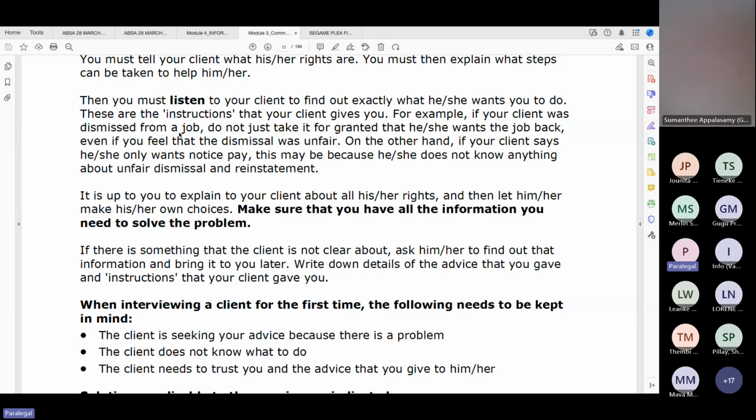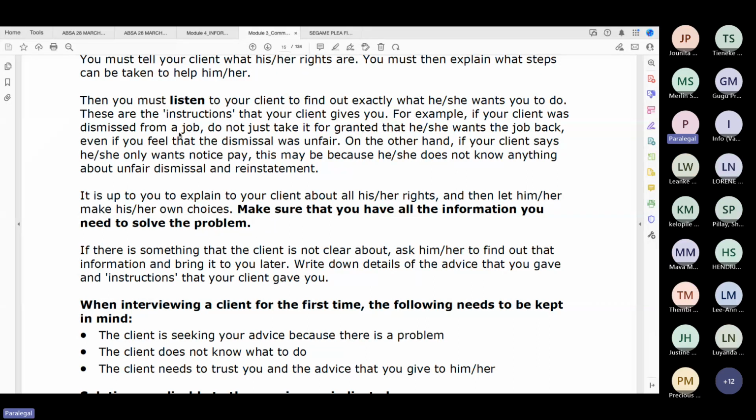Make sure that you have all the information you need to solve the problem. We always say, don't resolve a case on the table. What does it mean? Don't resolve a case on the table. When a client comes in for consultations, don't give the solution. Tell them to go and you will call them.